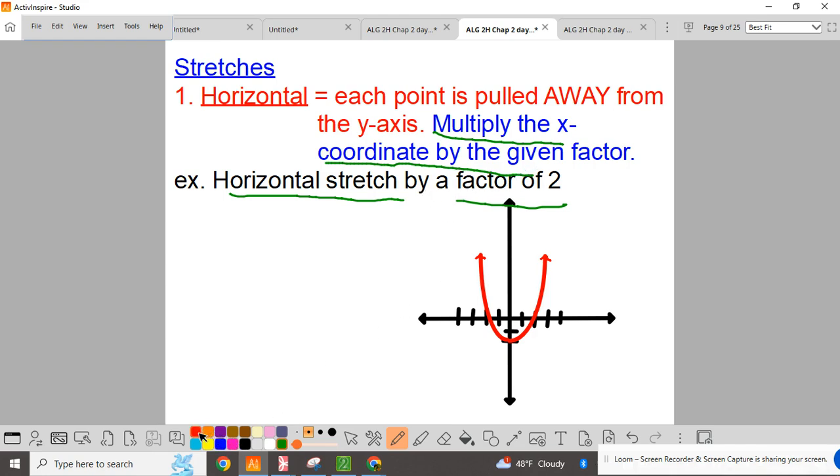So let's first identify a couple of points on the red graph. Let me write down here the first point. Let's say this one here is -2, 0. The vertex is 0, -2. And this point here is 2, 0. For me to stretch this out horizontally away from the y-axis, it's going that side, so it's going to be a little flatter. Okay, that's the idea.